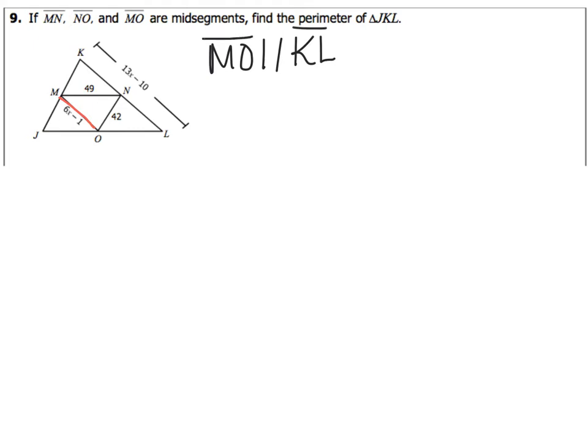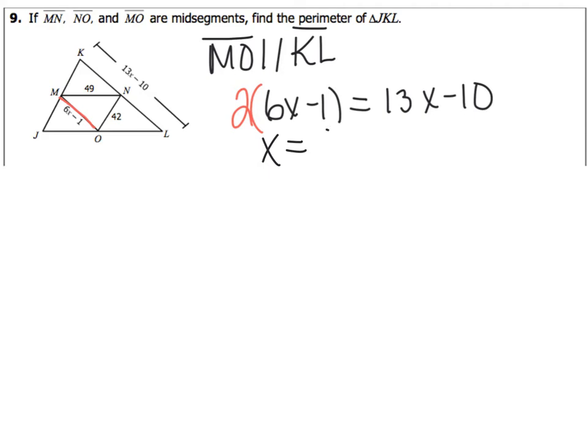So one is a mid segment and one is the third side. So I need 2 mid segments, which is 6x minus 1, to equal the third side K to L, which is represented by 13x minus 10. Go ahead and solve that and see what you get for x. So you get x is equal to 8. We're going to have to plug that in. Once we plug it in, we find out that this whole side over here is 94.